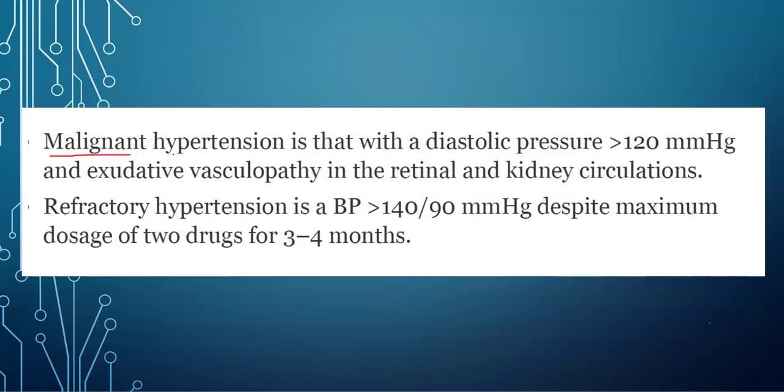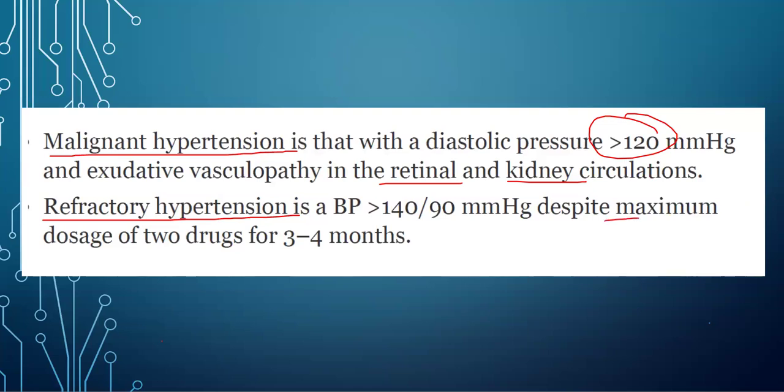There are two other terms. One is called malignant hypertension and another is called refractory hypertension. Malignant hypertension is when diastolic blood pressure is more than 120 and the patient has got retinopathy or nephropathy. So if there is a vision problem or kidney problem along with diastolic blood pressure above 120, you would be concerned about malignant hypertension.